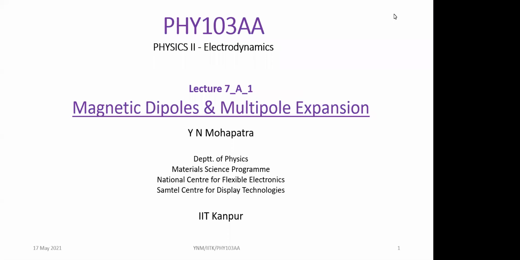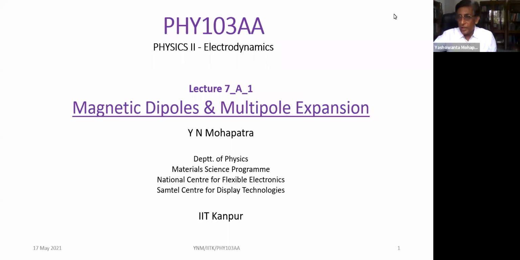Okay, magnetic materials are nothing, in some sense, but a superposition of many magnetic dipoles. And hence magnetic dipoles is the most important thing to do before I do magnetic materials.